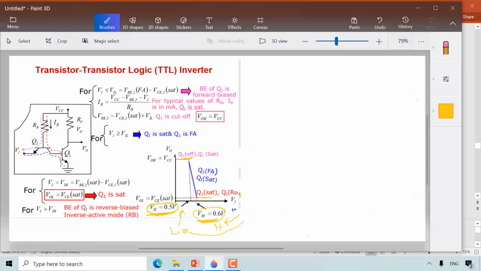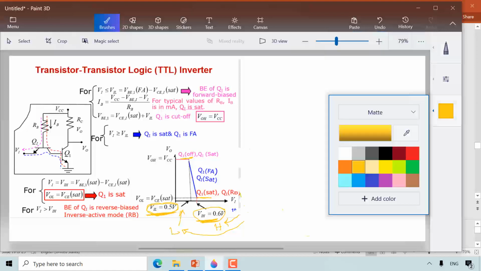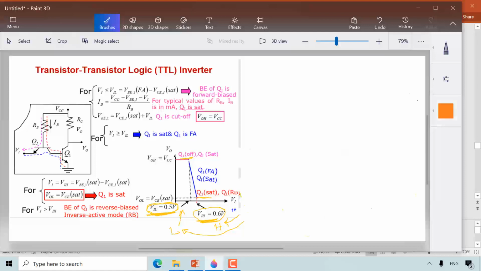Let's go back to our pen here and draw the circuit. Here I have my VCC, which is typically equal to 5 volt, unless specified otherwise. Then I have here my resistor, which goes to the base of this transistor. This is my input voltage here, and this goes to the collector of this transistor, which is called Q input, the input transistor, because it's connected to the input.